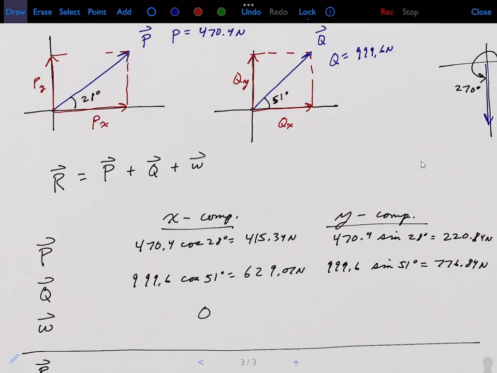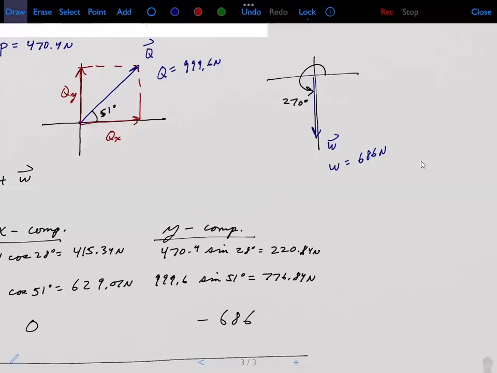And in the weight vector, just like before, there is no X component, right? None of it is X. And the Y is negative in the entire amount. So it's negative 686. By the way, you could use sines and cosines for this as well. If you do WX is the entire amount times cosine of 270, you're going to find that equals 0. And if you do WY is the entire amount times sine of 270, turns out sine of 270 is negative 1, so you get negative 686.